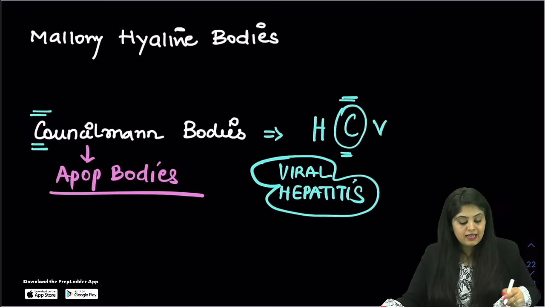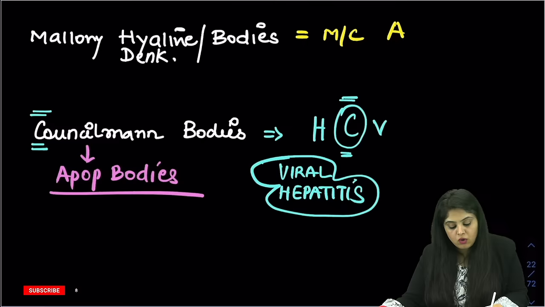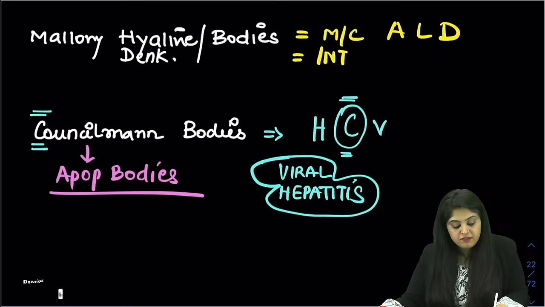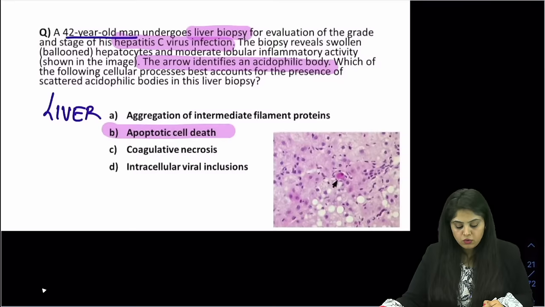On the other hand, Mallory Hyaline bodies, now they are known as Mallory Denk bodies. Please remember, Mallory Denk bodies are seen in a lot of conditions, but most commonly in alcoholic liver disease. Previous year question, last INI-CET had it: what are they made up of? Intermediate filament. Which intermediate filament? Cytokeratin 8 and 18. So did you look at option number 1 in your question? Option number 1 was aggregation of intermediate filament proteins. That was given to confuse you.